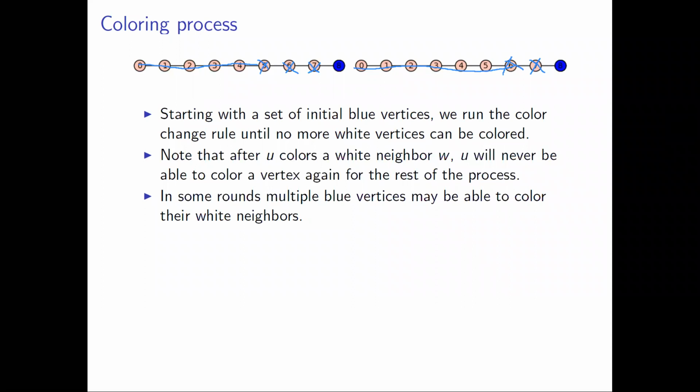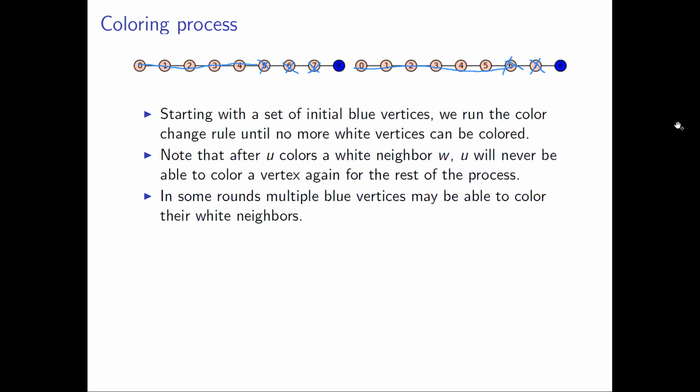Now, note that if a blue vertex colors some white neighbor in some step of this coloring process, then that blue vertex will never be able to color any more white vertices for the rest of the process. That's because if that blue vertex only had a single white neighbor at an earlier step and it turned that neighbor blue, then at all later steps, that blue vertex has all blue neighbors.